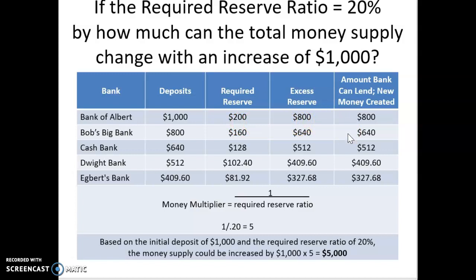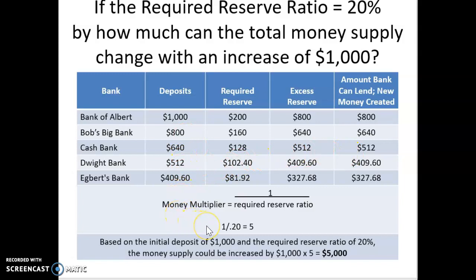That gets loaned out through somebody goes to that bank needing a loan for a new car, we'll say, and they go to Cash Bank to buy the car. That $640 gets deposited at Cash Bank, and then of the $640, 128 is in required reserve, 512 is excess reserve, and then that 512 goes to Dwight's Bank. So it ripples through the economy.